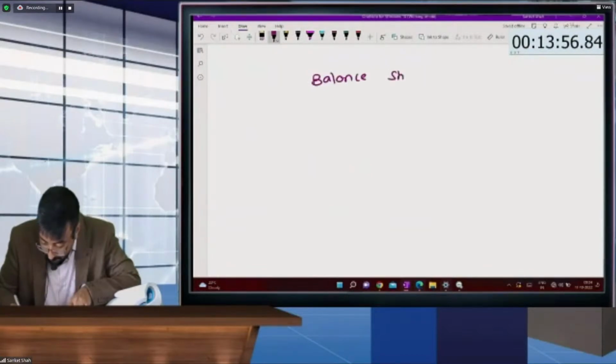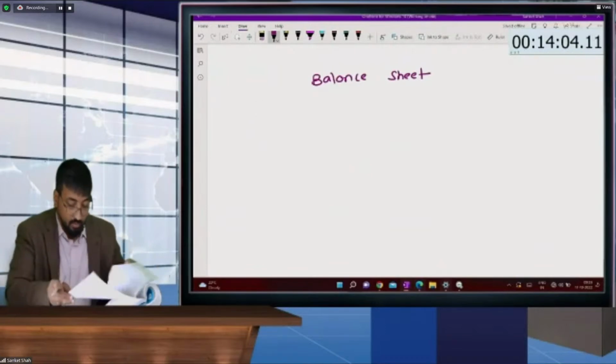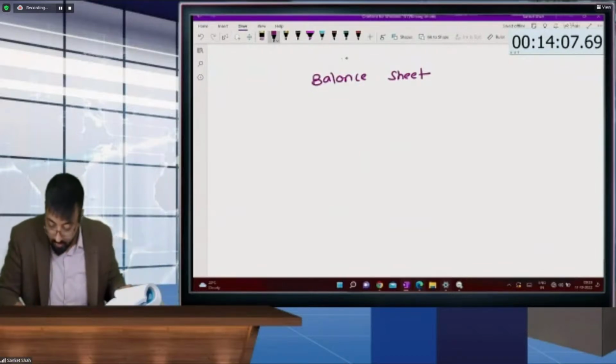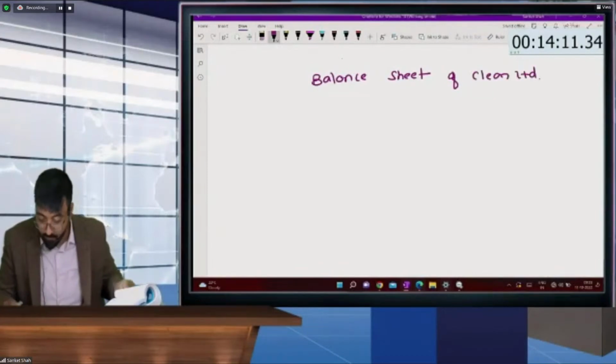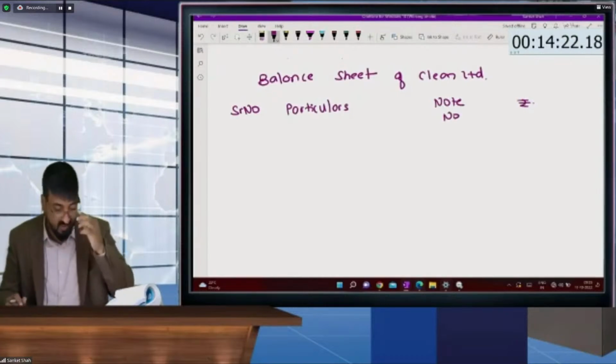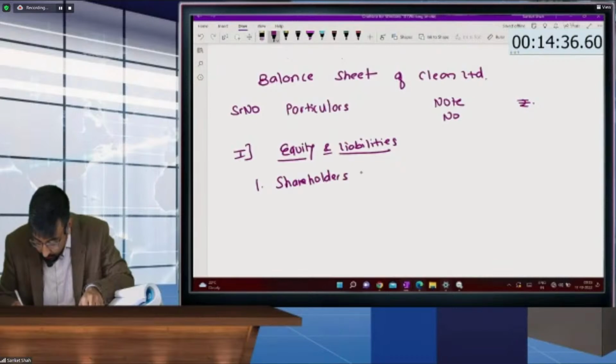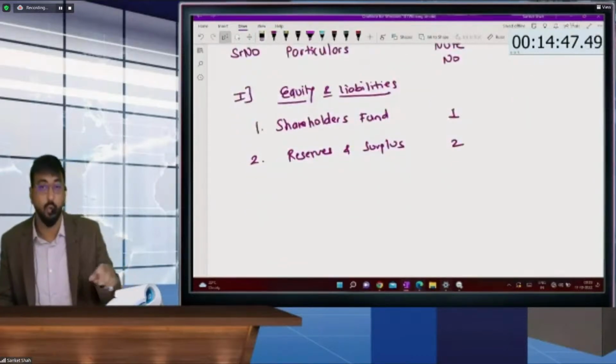Balance sheet. बैलेंस शीट क्या नाम था कंपनी का? बुक्स ऑफ क्लीन लिमिटेड. Balance sheet of Clean Limited. See the format, serial number, particulars, note number, rupees. First write down all format, equity and liabilities. 1. Shareholders fund. Note 1. Reserves and surplus. Note 2.